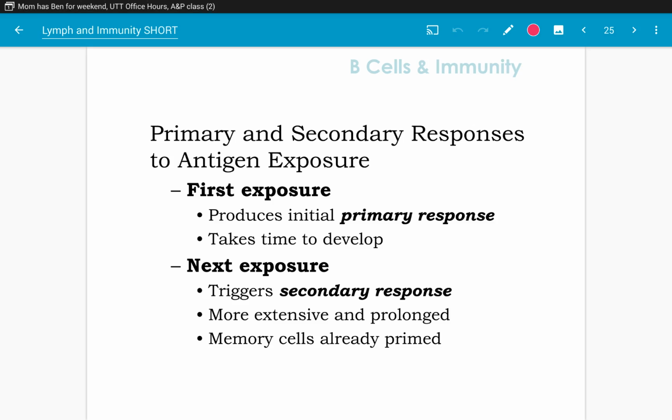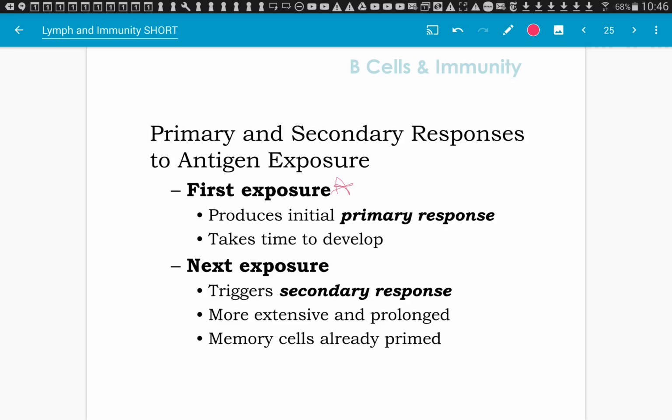Okay, you have primary and secondary responses. We still have 5 minutes. You have a first exposure and a second exposure. So if you've never been sick before with, let's say, chickenpox, and you didn't take the vaccine, the first exposure, you're going to get sick, okay? And it's going to take a while for your body to develop those antibodies so that you can actually fight off that disease. So you'll get sick because it takes time.